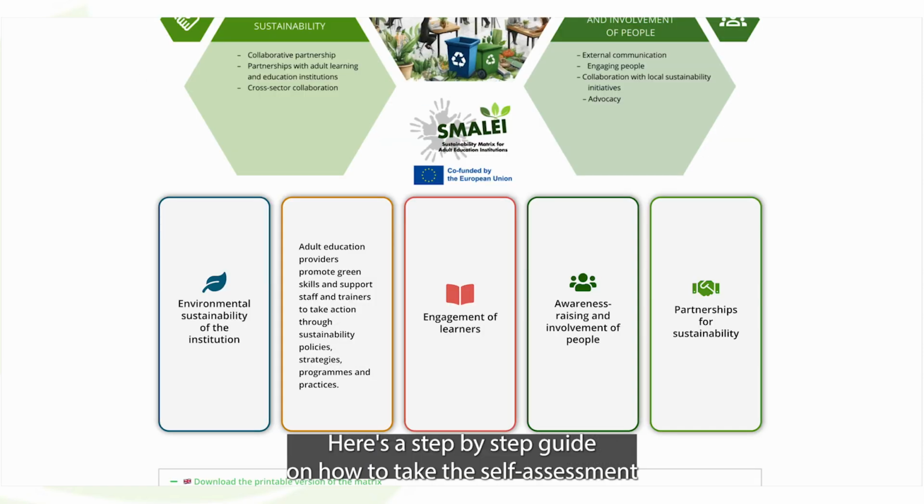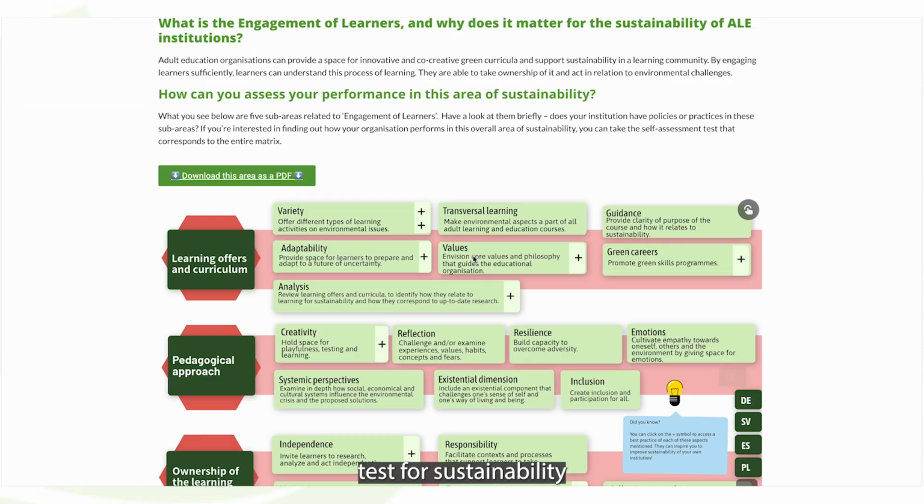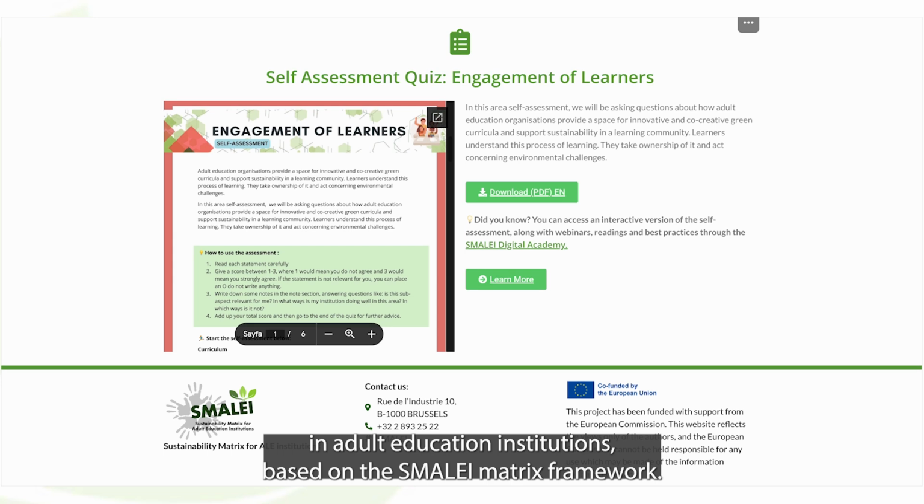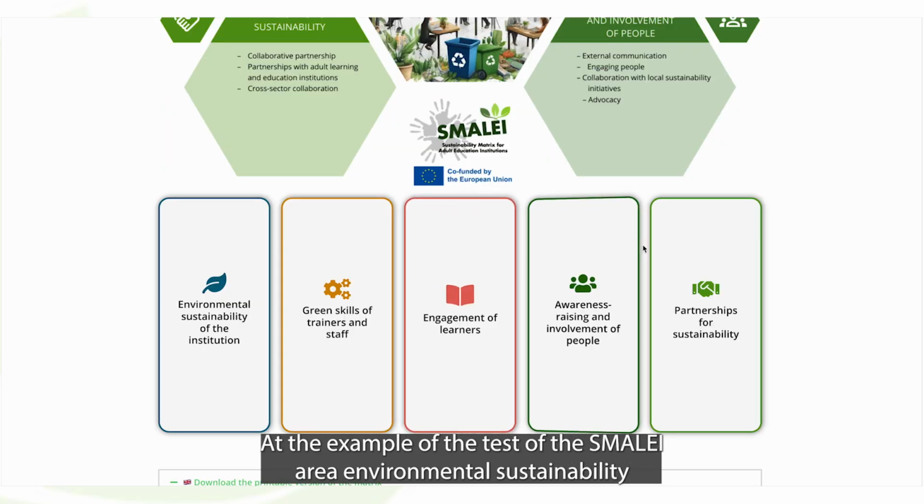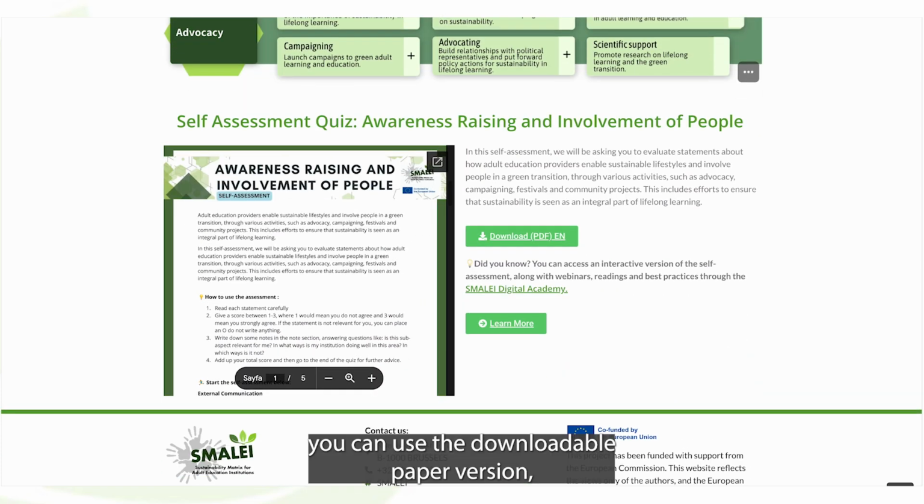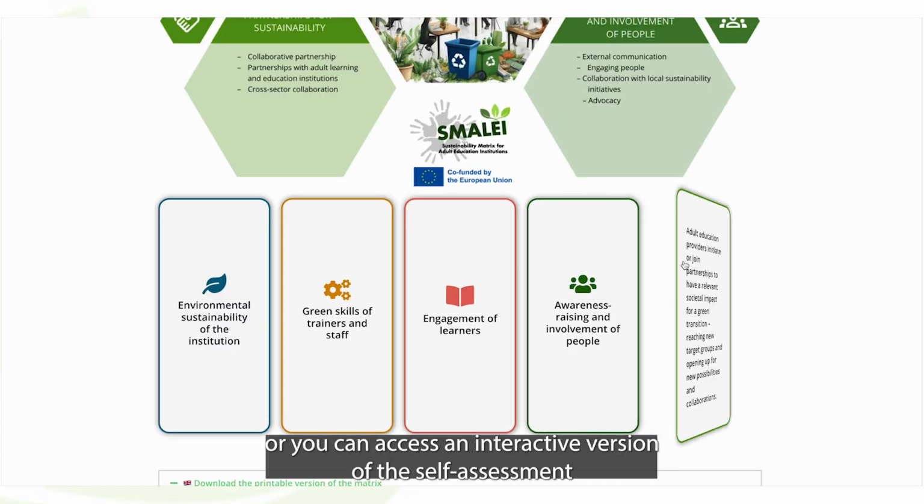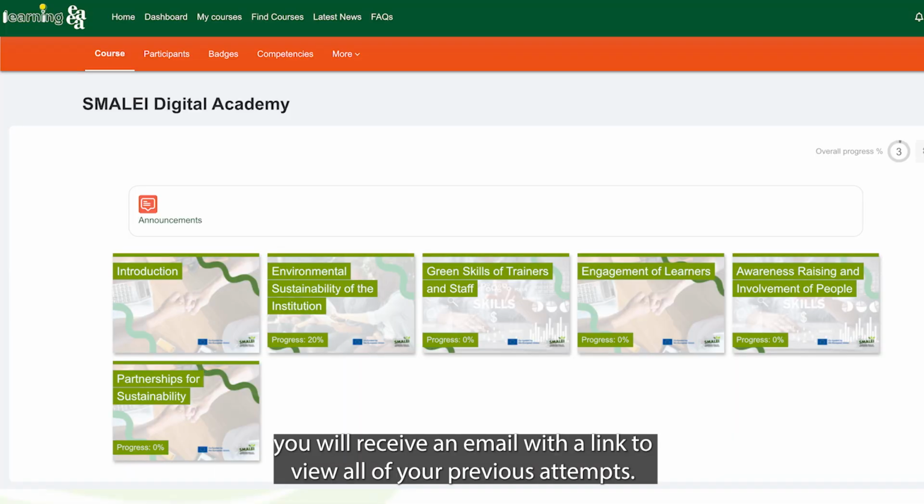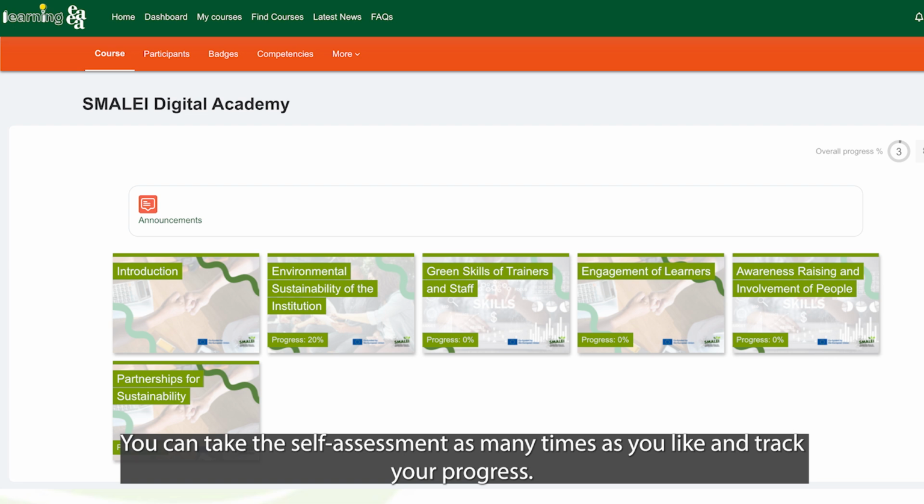Here's a step-by-step guide on how to take the self-assessment test for sustainability in adult education institutions based on the SMALEI matrix framework, at the example of the test of the SMALEI area environmental sustainability of the institution. You can use the downloadable paper version, or you can access an interactive version of the self-assessment. When you take the self-assessment in the MOOC, you will receive an email with a link to view all of your previous attempts. You can take the self-assessment as many times as you like and track your progress.